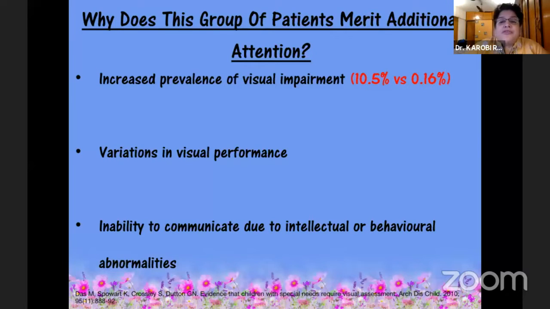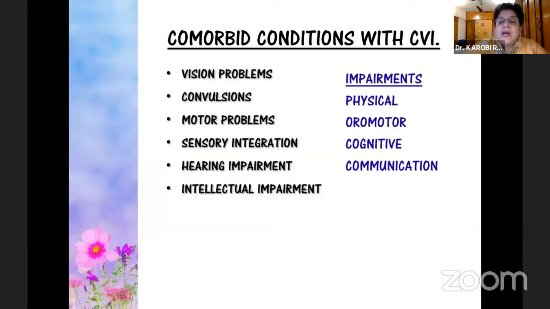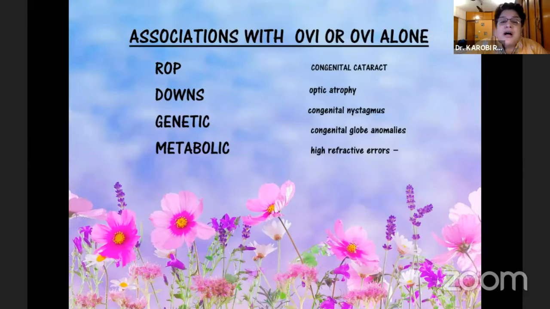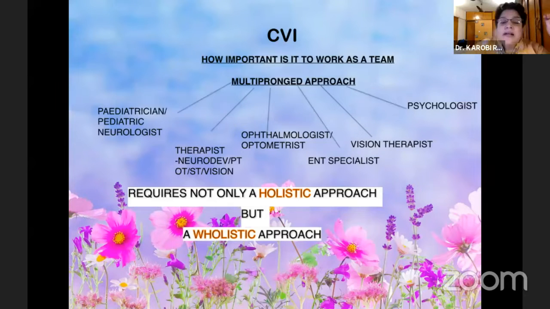Now, why do we have to really look after this condition? Why the visual attention? Because there is an increased prevalence of visual impairment, there are variations in visual performance, and there's an inability to communicate because of intellectual or behavioral issues. Now, what are the comorbid conditions which are associated? Those of ROP, Down syndrome, genetic syndromes, and metabolic problems. And OVI alone is in the other group, where there is congenital cataract, optic atrophy, congenital nystagmus, congenital globe anomalies, and high refractive errors.